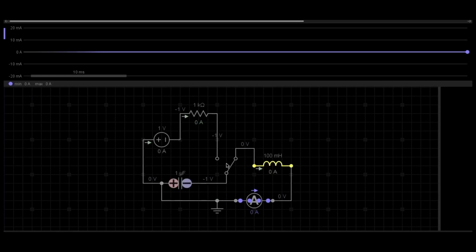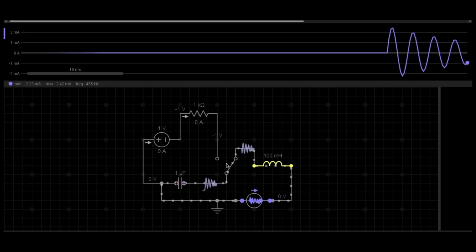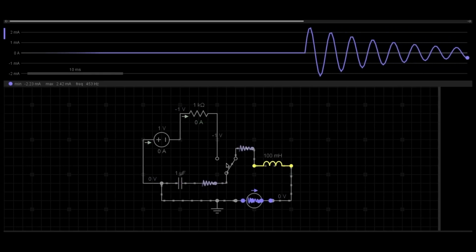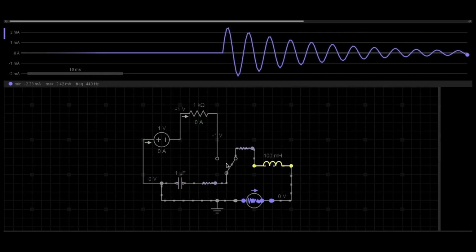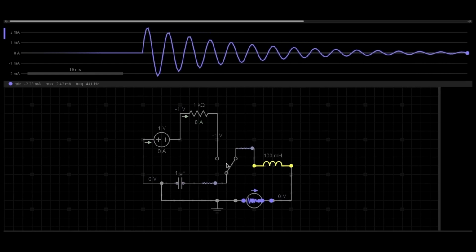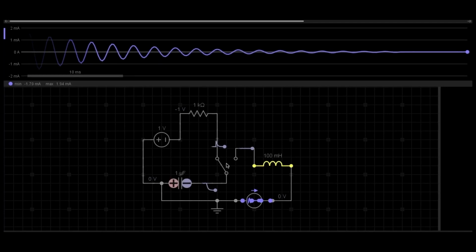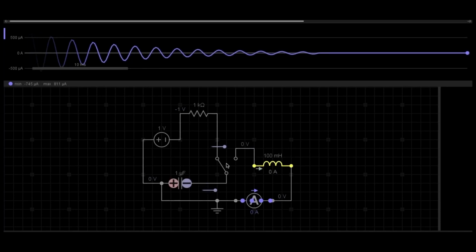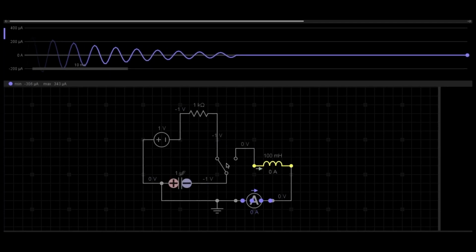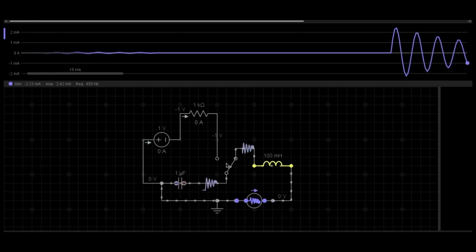Let us see how it works. So you can see the oscillation is damping. Yes, there is oscillation, but it is getting damped. Once I flip the switch back, the capacitor is charging, and once it is fully charged, when I reconnect the switch, you can see the damping.